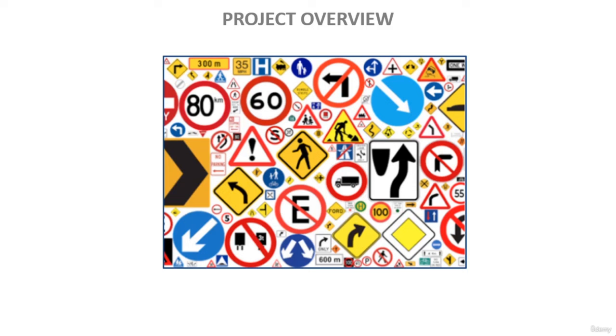Once that has been done, in the next phase, that is the classification phase, a list of images is created by cropping from the original frame based on the candidates' coordinates, and then a pre-trained SVM model will classify these images to find out which type of traffic sign they are. So that is a high-level overview of the project.